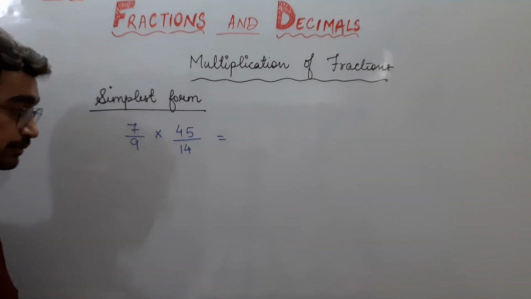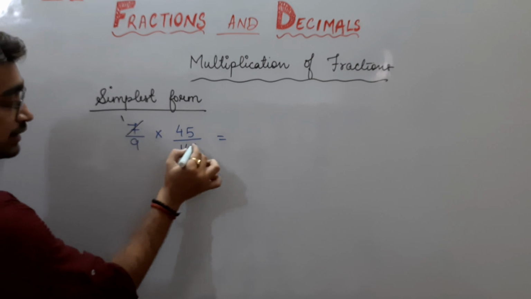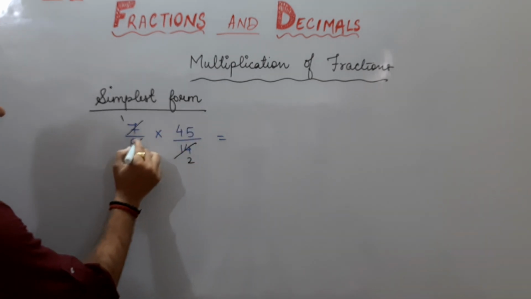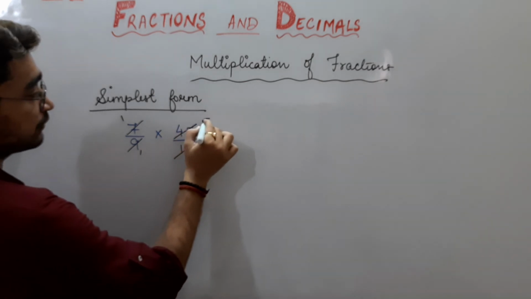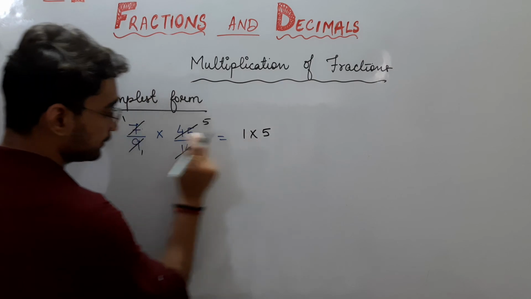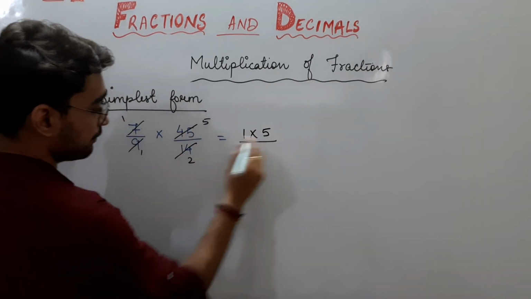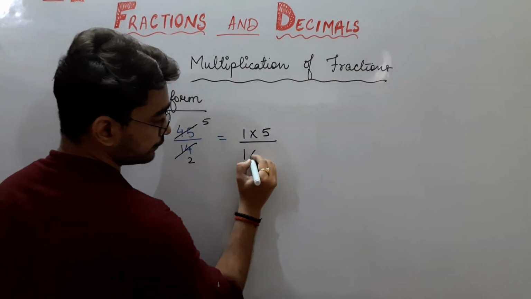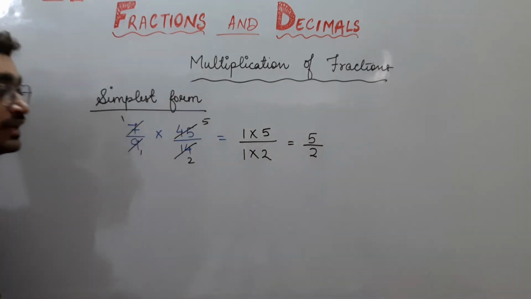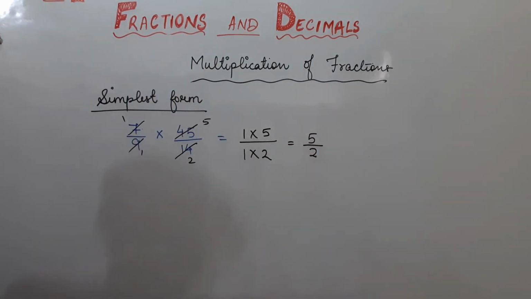7 and 14 can be reduced. 7 1s are 7, 7 2s are 14. In this case, 9 1s are 9, 9 5s are 45. What is remaining with me? 1 into 5 divided by 1 into 2. What is here? 5 by 2. Check, very easy. I'm getting the smallest, simplest answer.